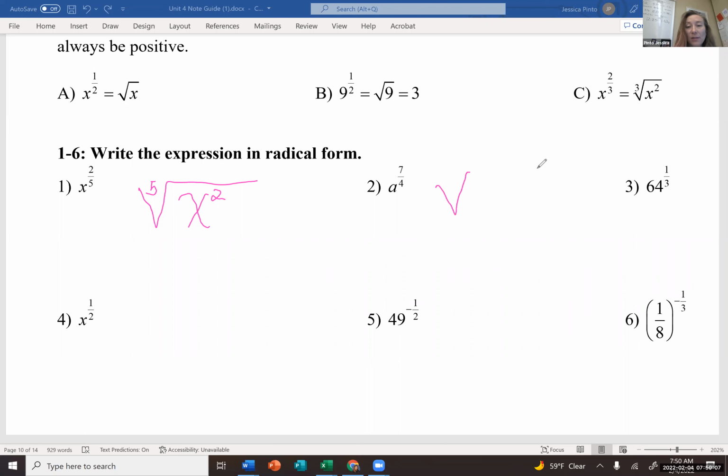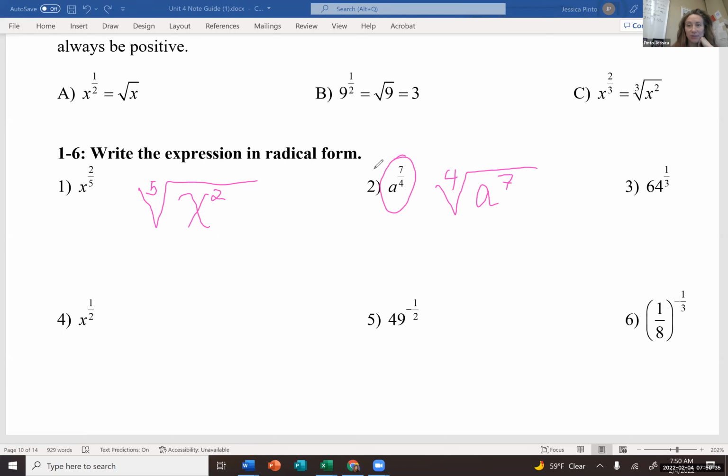On the next one, we're going to do the same thing. So it's a radical expression because it's a fractional exponent. The base is a, the denominator of the fraction is 4, and the power is 7. So I've written it in radical form. Looking at number 2, though, I see that it is not simplified. So let's go ahead and simplify that. The way that I know that it's not simplified is 7 is bigger than 4, and we see that in the original fraction.